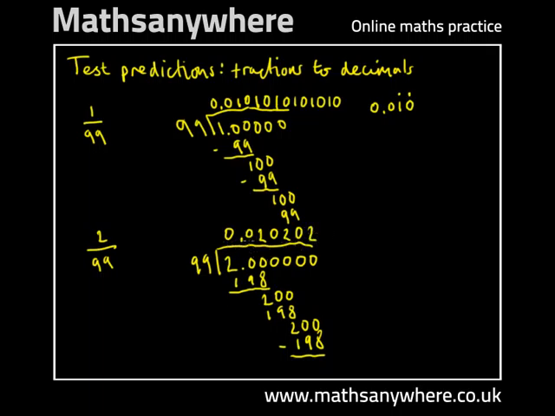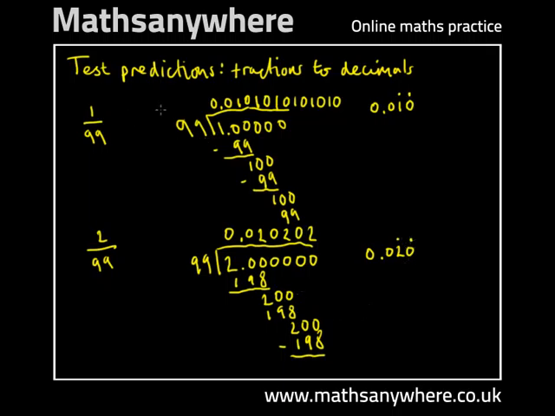I can say for certain now that the pattern is going to repeat again. So 1/99 is equal to 0.010, and the 1 and 0 recur. 2 over 99, 2/99 is equal to 0.020, where the 2 and the 0 recur.